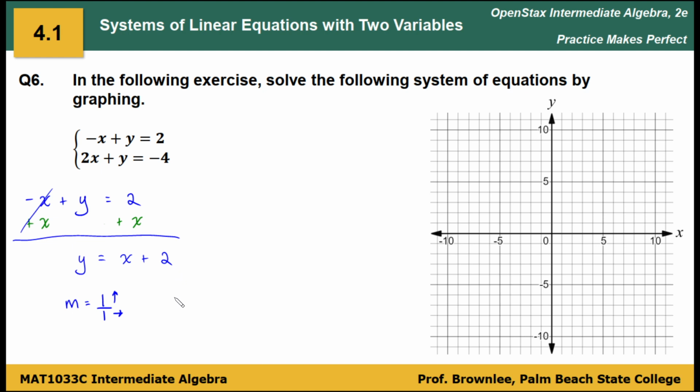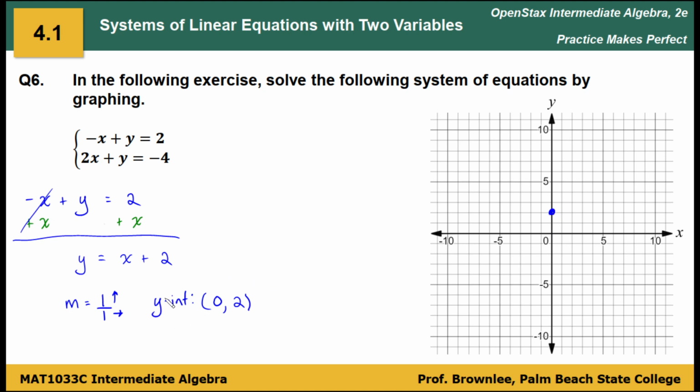And of course, based on our b value here, we know that the y-intercept for the first equation is the point (0, 2), since b is positive 2. So using those 2 pieces of information, we've got everything we need in order to graph the first equation. So remember, we always begin with b. We always start with the y-intercept. So (0, 2), so there's our y-intercept.